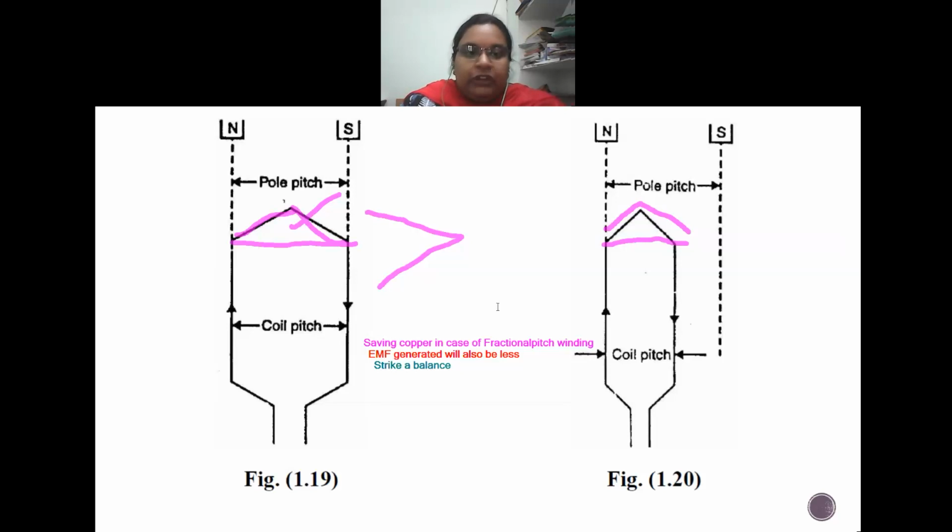If we do not want to compromise on the EMF generated, then we'll go for the full pitch winding and we will not worry about the cost. So we need to understand whether we need more generated EMF or we can afford more cost. What is the important thing we need to decide? Based upon that decision, we either go for full pitch winding or fractional pitch winding.